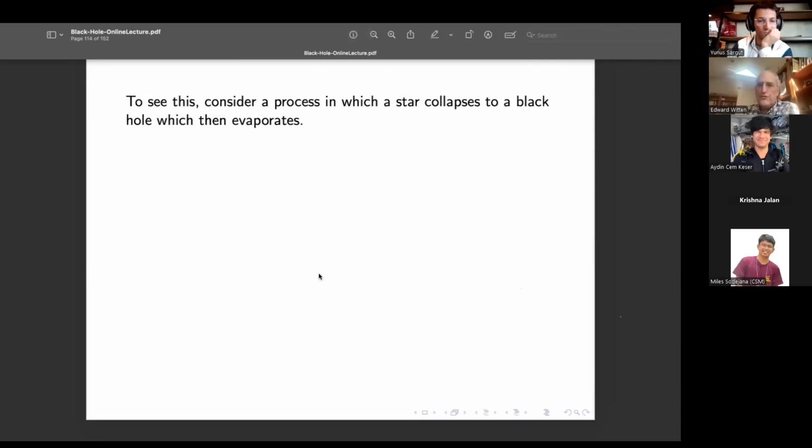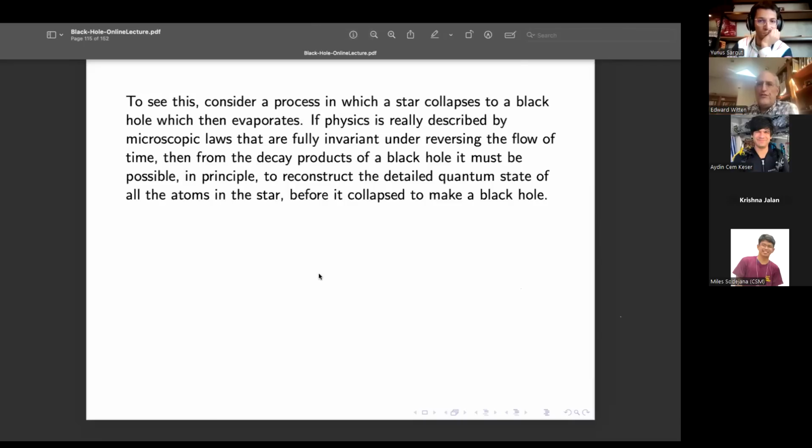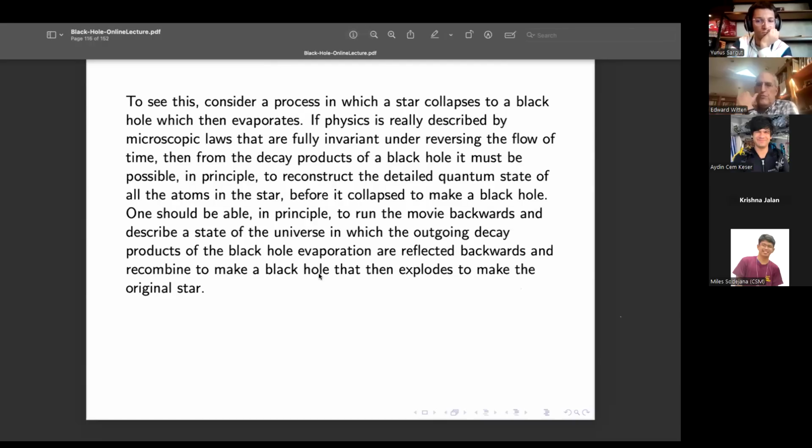To see this, consider a process in which a star collapses to a black hole which then evaporates. If physics is really described by microscopic laws that are time reversal invariant, then from the decay products of the black hole, it must be possible in principle to reconstruct the detailed quantum state of all the atoms in the star before it collapsed to make a black hole. You must be able in principle to run the movie backwards, describe the state of the universe in which the outgoing decay products are reflected backwards and recombine to make a black hole that then explodes to make the original star.